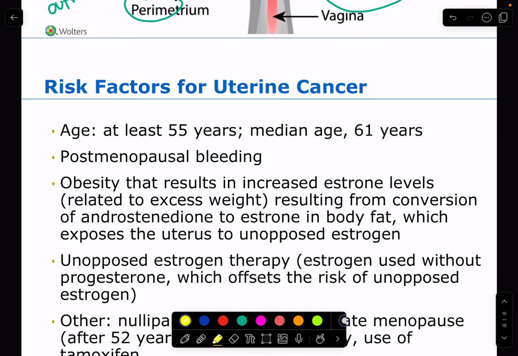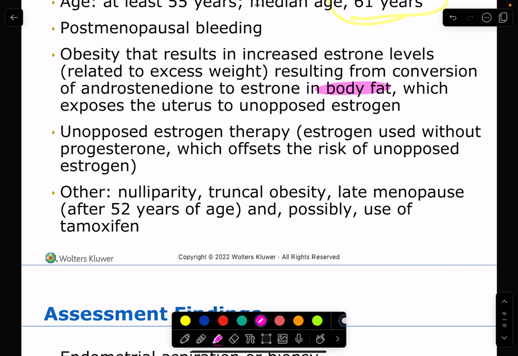So, risk factors: at least 55 years, median 61 is the middle, or the mean or the median age. Postmenopausal bleeding, obesity that results in increased estrogen levels. So this is related to excess weight resulting from conversion of androstenedione to estrone in body fat. So malaking factor ang obesity, no, sa pagkakaroon ng uterine cancer, which exposes the uterus to unopposed estrogen. And unopposed estrogen therapy, estrogen used without progesterone, which offsets the risk of unopposed estrogen. Ito yung nagtitake siya ng estrogen without taking in combination with progesterone.